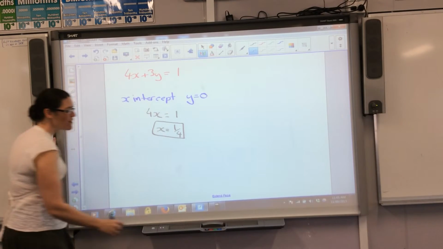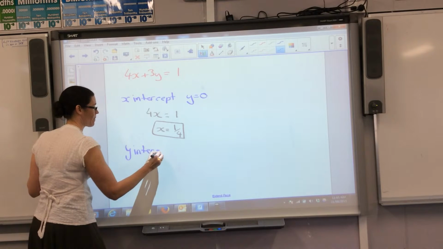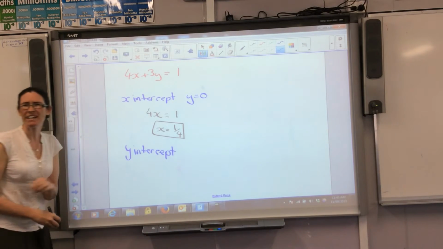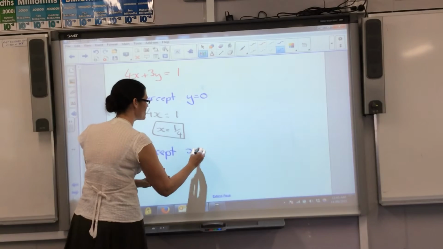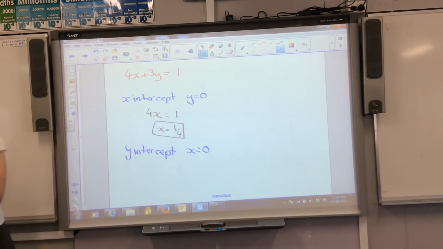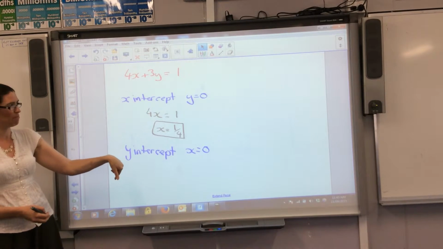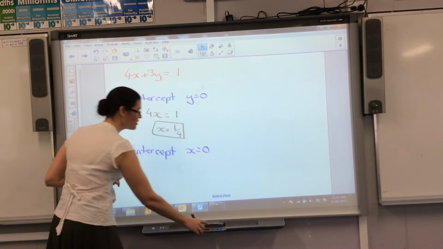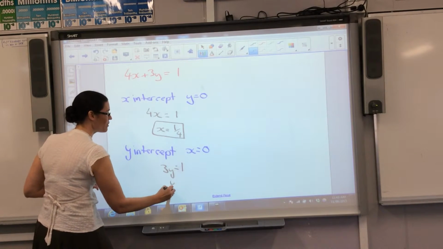Okay. How do I find the y-intercept? X equals 0. So if I put x equals 0 in here, I have 4 zeros. Do I need to write down 4 zeros? No, you don't. That's just a waste of time. So I just go to y equals 1. So what does y equal?